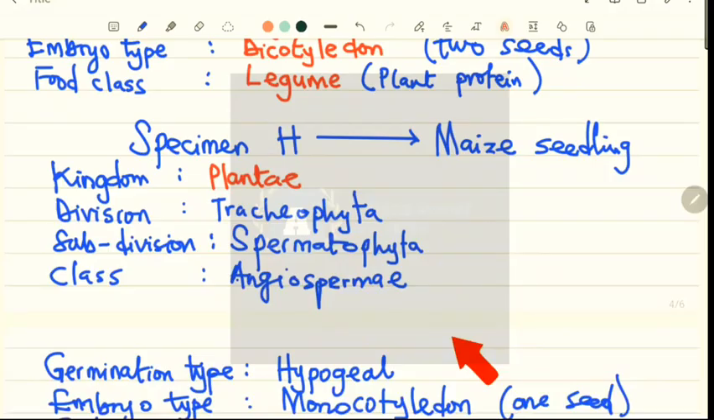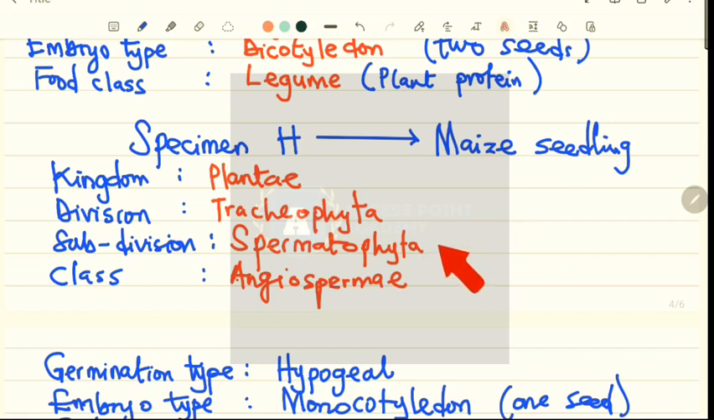It is a plant like specimen G. It belongs to Tracheophyta like specimen G. It is a Spermatophyta like specimen G, meaning it's a vascular plant. It has the ability to produce its own seed. It's an angiosperm. It has flowers. But those are similar things between G and H.